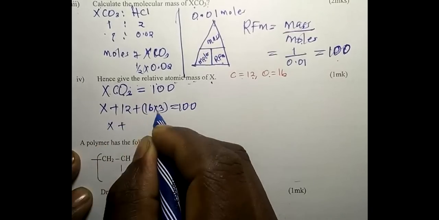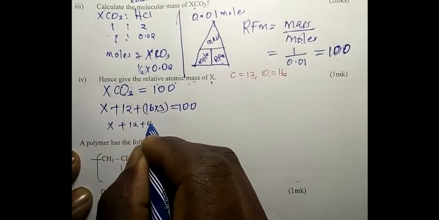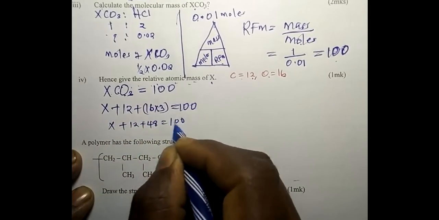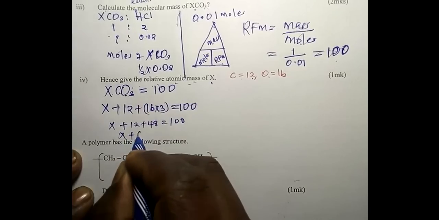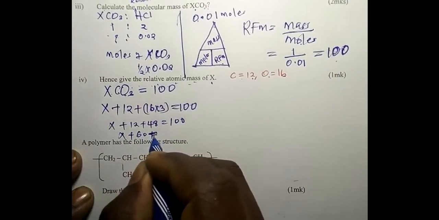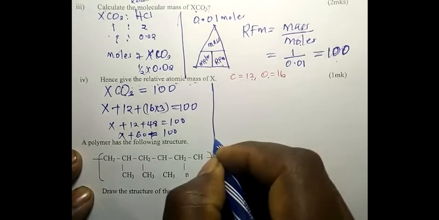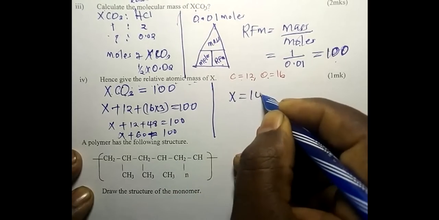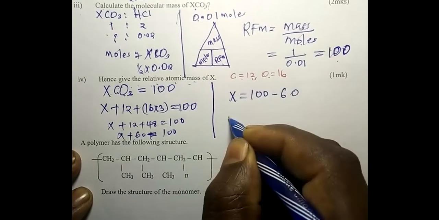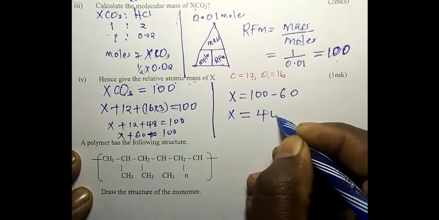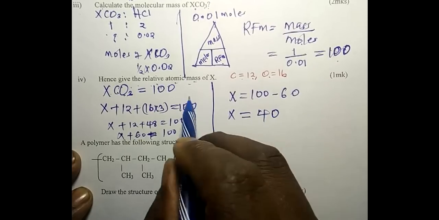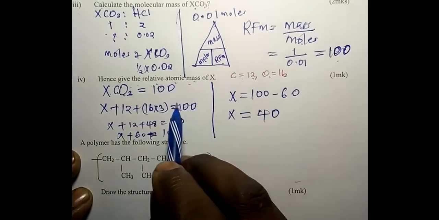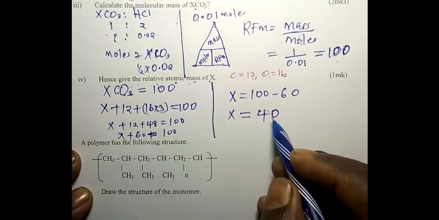So X plus 12 plus 48 will give us 100. X plus 60 is equal to 100. So it means that X will be 100 minus 60. It means that X is equal to 40. Therefore, the RFM, or the relative atomic mass, the RAM of X is 40.